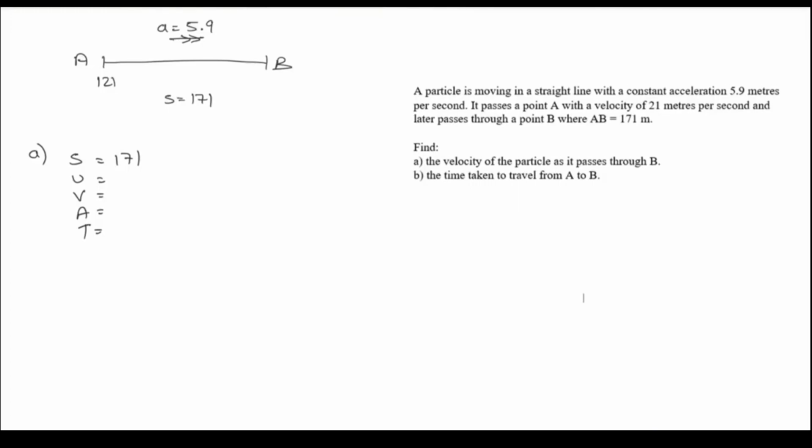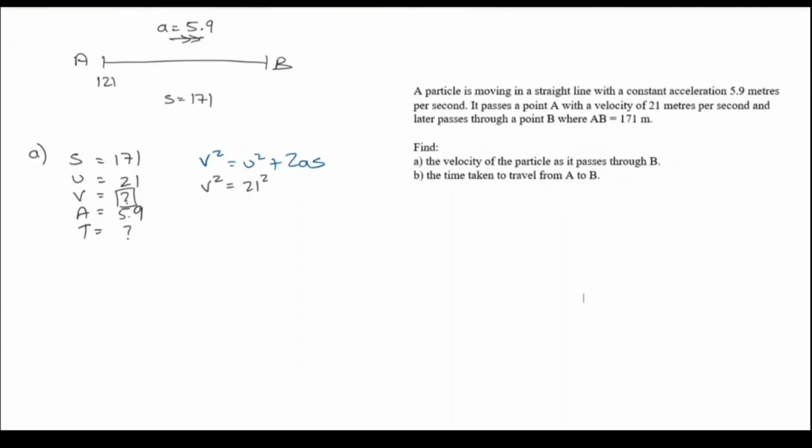So the displacement, 171. Initial velocity, 21. We have our unknown final velocity. The acceleration is 5.9, and we have our unknown time. In this question, we're looking for that final velocity, the velocity when the particle gets to B. The formula to use, v squared equals u squared plus 2as.